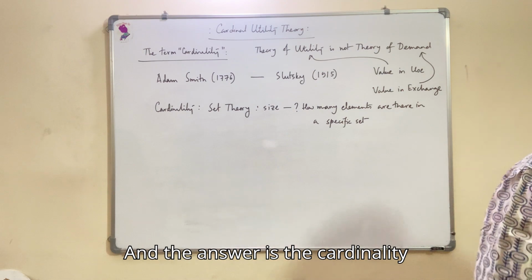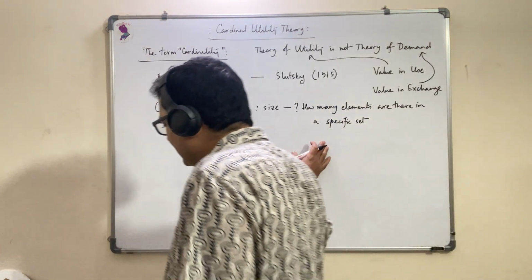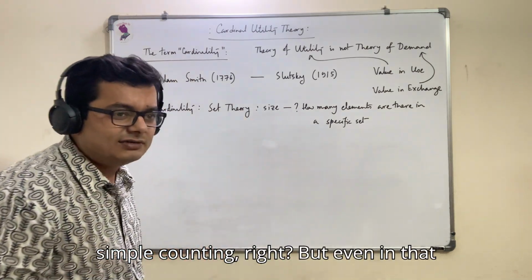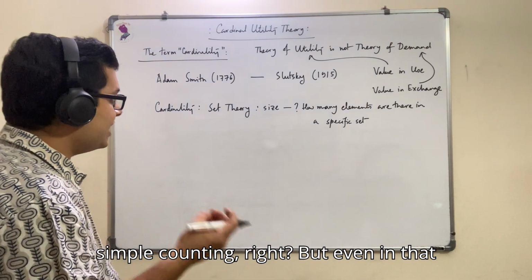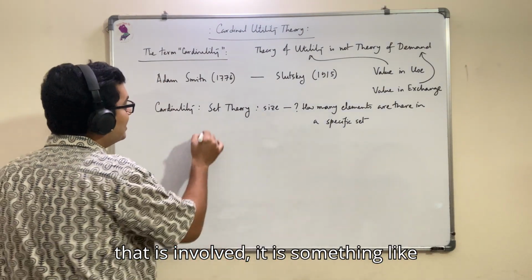And the answer is the cardinality. Now, we may think that, what is it? It's just a simple counting, right? But even in that counting, if you look at the mathematics that is involved, it is something like this.